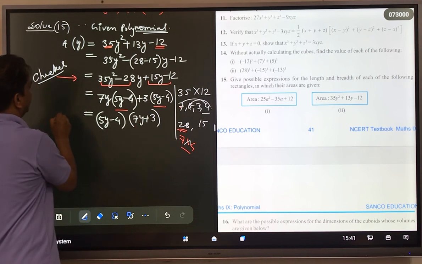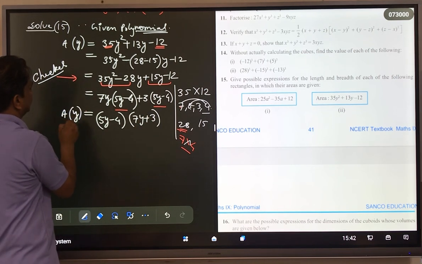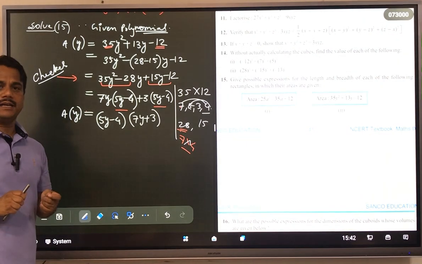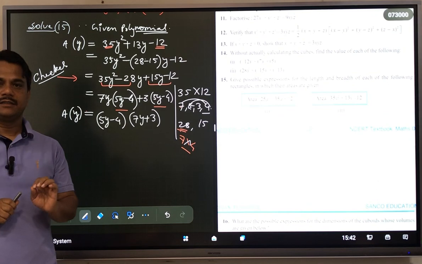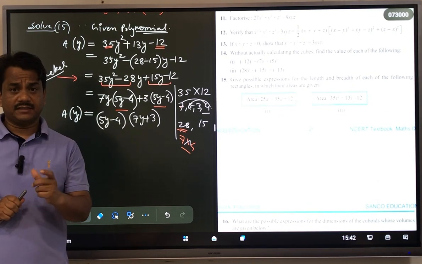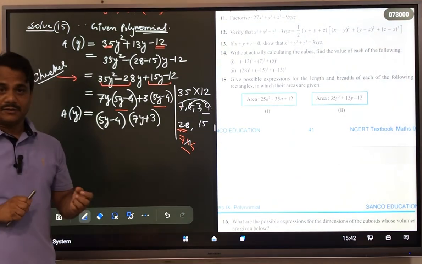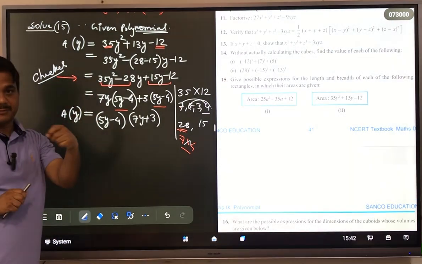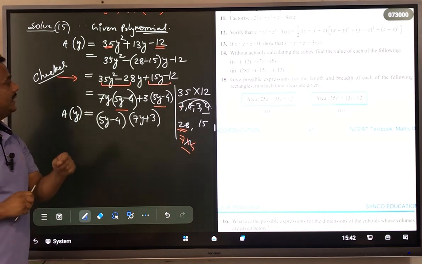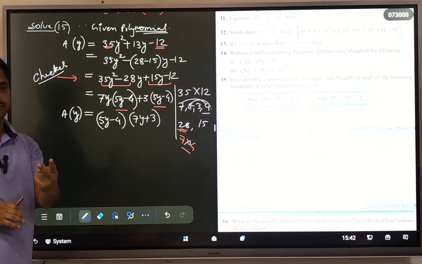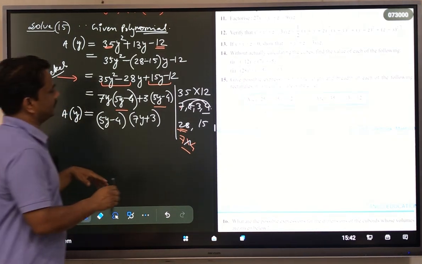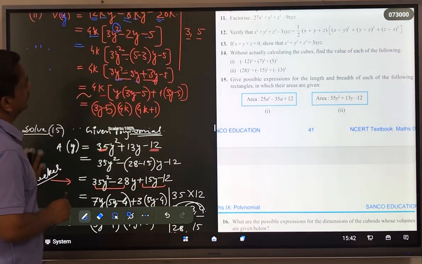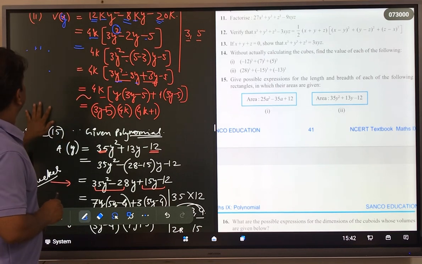So what we have done here is a simple operation, that's factorization. This operation is also called finding length and breadth, because this polynomial is representing area, right? And area could be split into the two. I have told you this earlier, just look here.